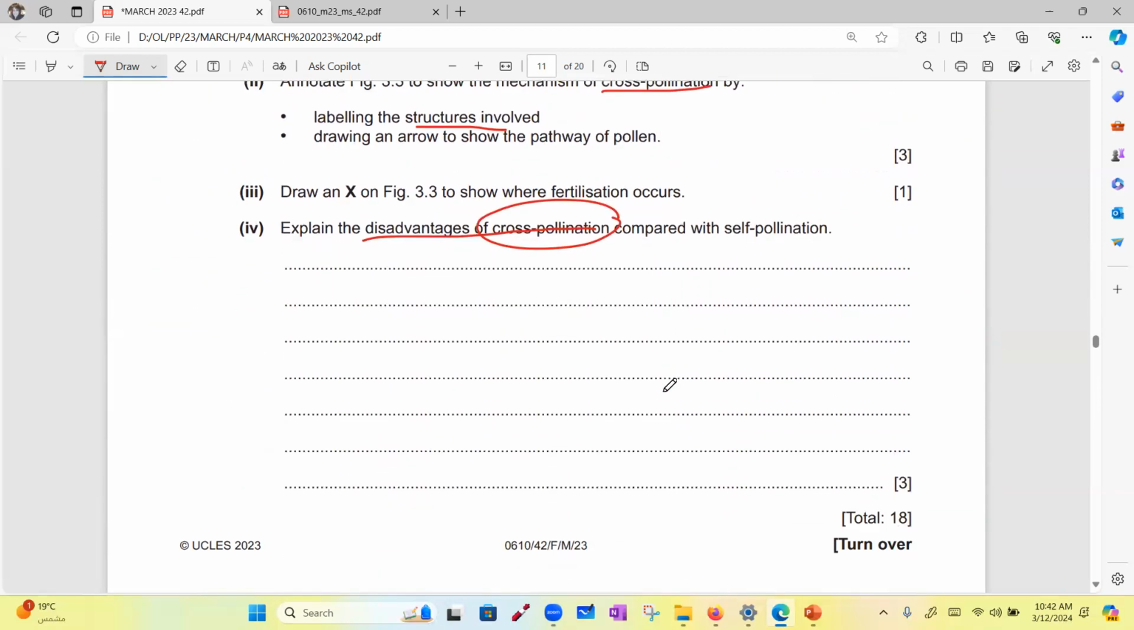Explain the disadvantages of cross-pollination compared with self-pollination. Remember the table? Cross-pollination produces more or less variation? More, but they don't want advantages, they want disadvantages. Which are the disadvantages of any type of sexual reproduction?